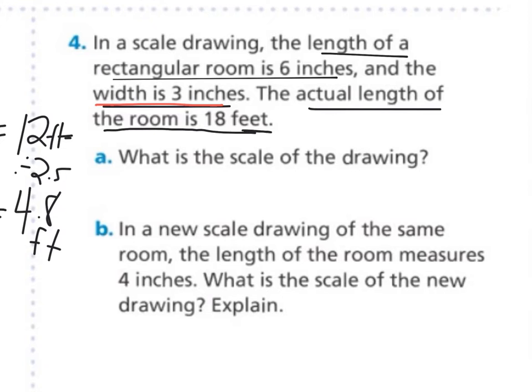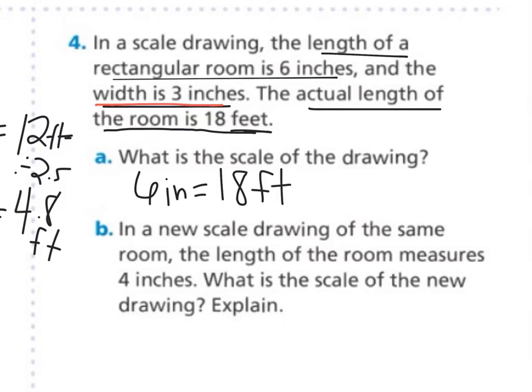If you look at the information they've given us, the information of both the drawing and the actual for one of the two things, which one did they give us for both of them? They gave the length of the room in feet and the length of the room in inches. Good. So based off the length, we know 6 inches is equal to 18 feet.